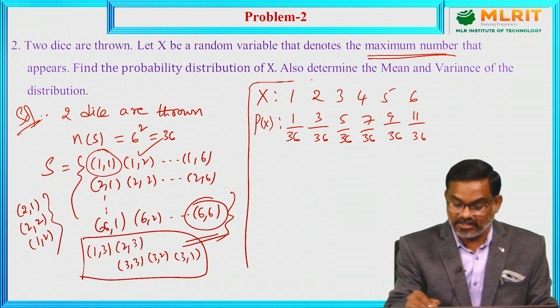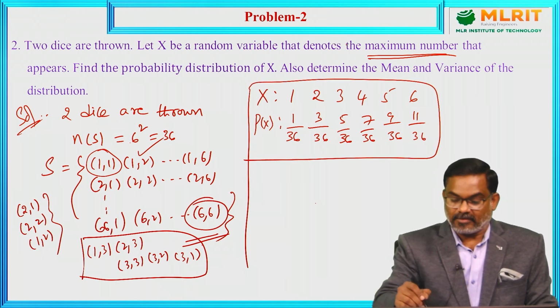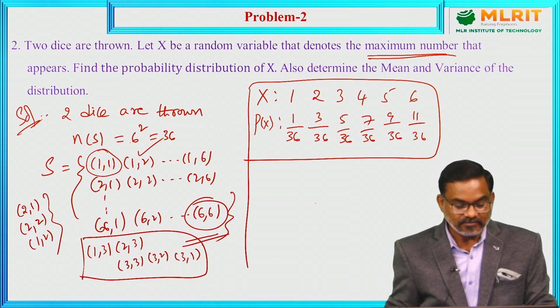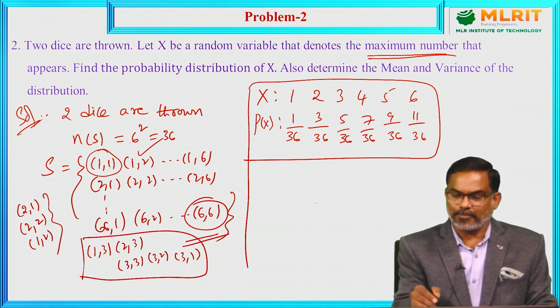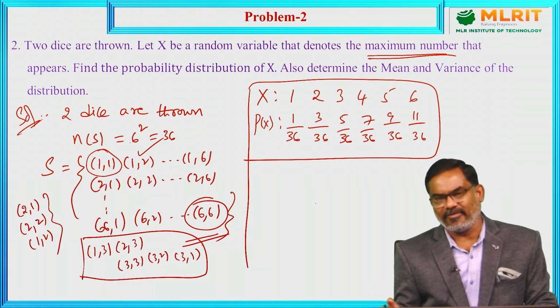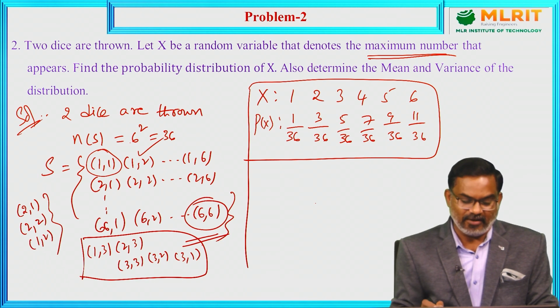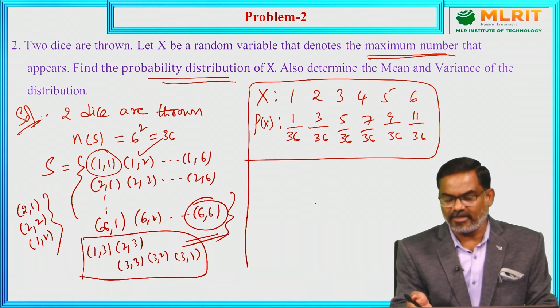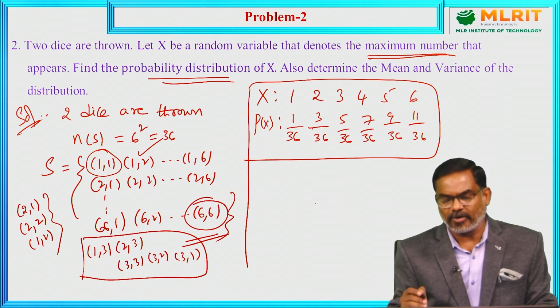So, this is the probability distribution of capital X, the maximum number that appeared when 2 dice are thrown. If we have this probability distribution, we can find the mean, median, mode, variance, or any required value. Here the first question is to find the probability distribution of X. So, we have given the X values and the corresponding probabilities.